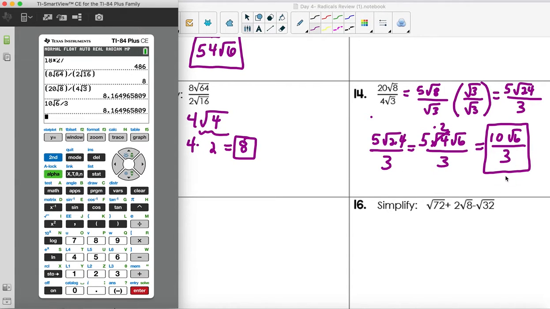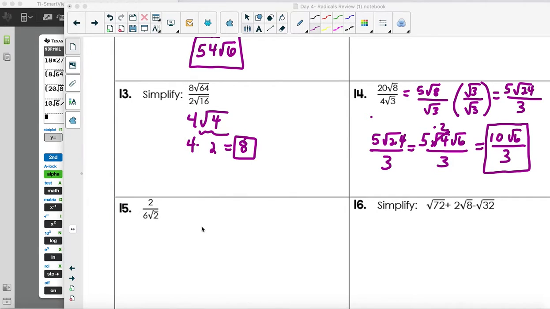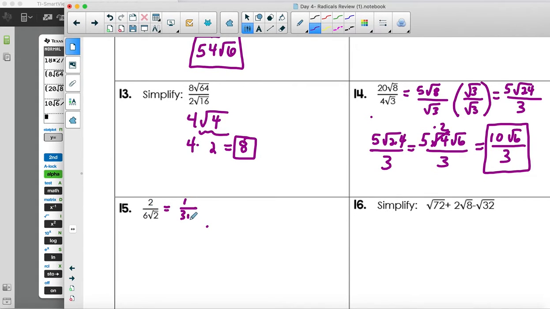So it's a good answer. Hopefully it's simplified, which it is in this case. Okay. All right. Over here, I like this. I can simplify the 2/6 down to 1/3 radical 2. I wish I were done, but because I have to rationalize, I don't want to keep that radical 2 in the denominator. So I'm going to multiply by radical 2 over radical 2.